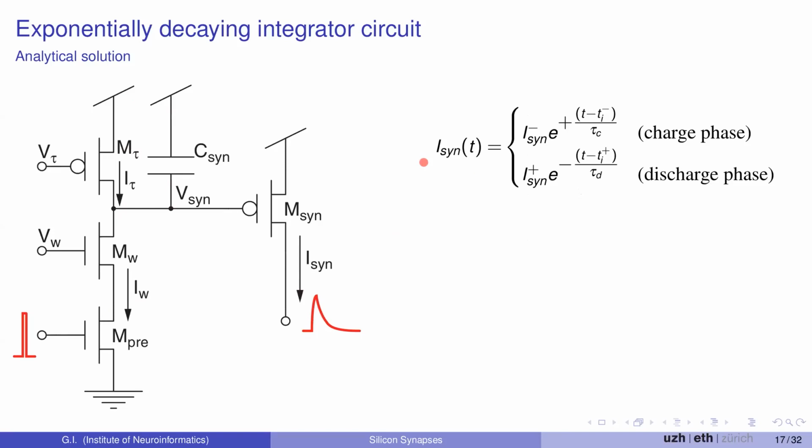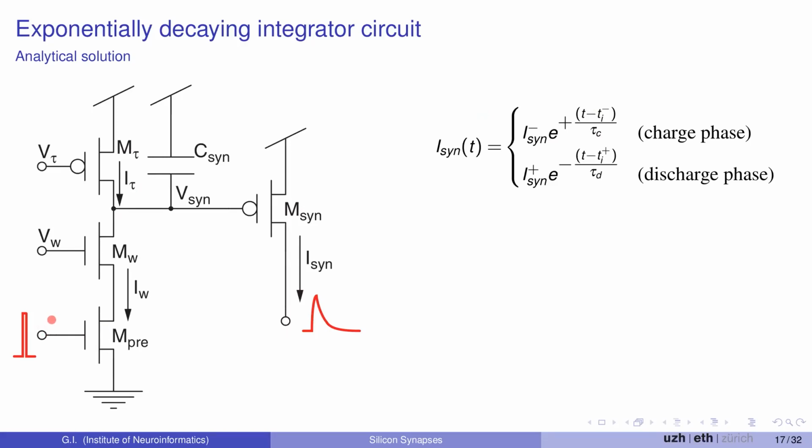So in this case, before the spike, this is switched off, and so we only have this current. And so the current I sin only depends on I tau. And so the tau is the charge phase. So let's just call the charge phase tau C. And it will depend on for as long as the impulse is not switched on.